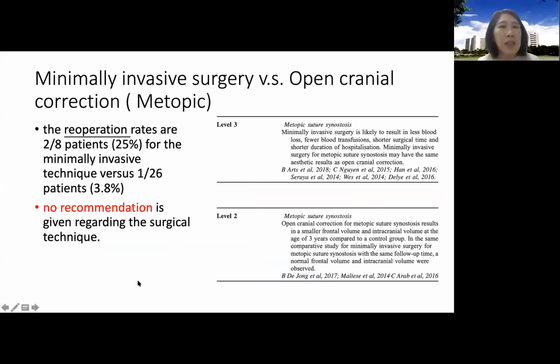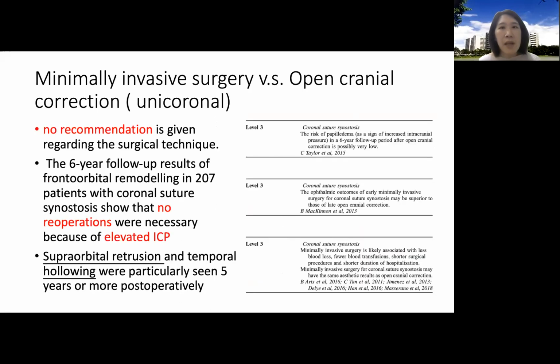So for the metopic, the evidence only shows that if you do the minimally invasive surgery, the reoperation rate is about 25%. If you do the open type, it's about 3.8%. However, there's no recommendation for the surgical technique. For the unicoronal, there's also no recommendation.